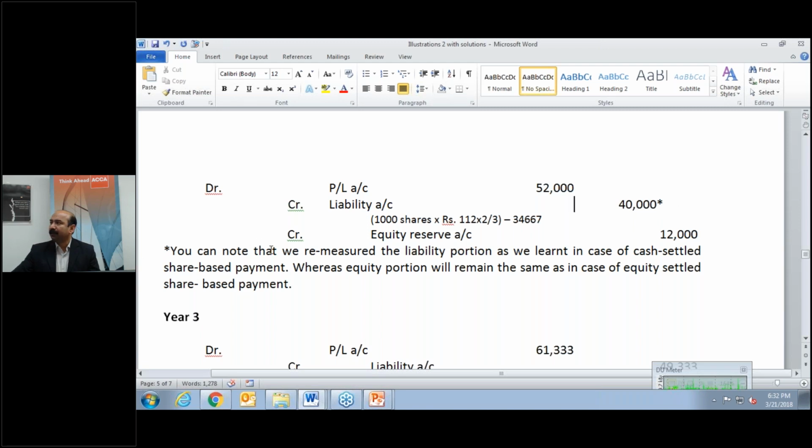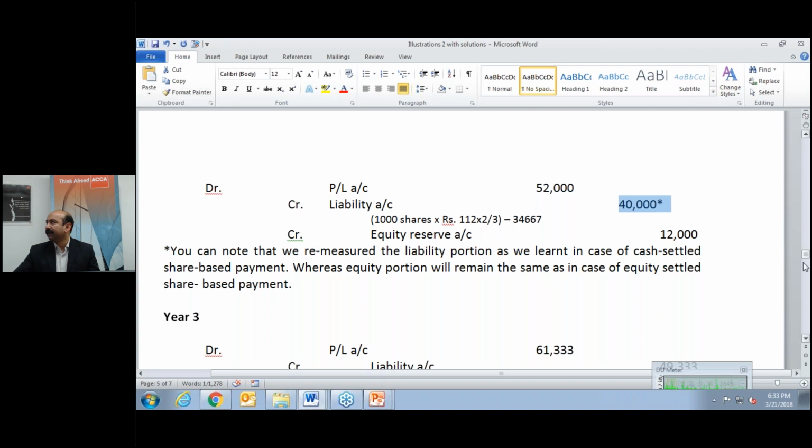What is 40,000? You can note that we remeasured the liability portion as we learned in the case of cash settled share based payment, whereas the equity portion will remain the same as in case of the equity settled share based payment. So 1,000 shares into, now at the end of second year, the price has become 112, and this is second year. So this factor will give us the total liability at the end of second year. We will deduct the liability as we used to do in earlier illustrations. So this will give us the liability portion for second year.